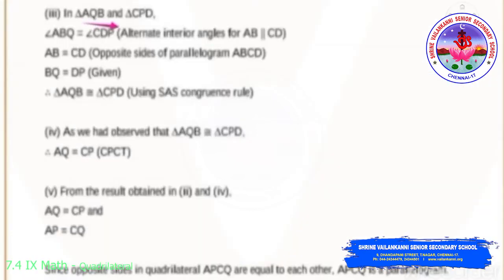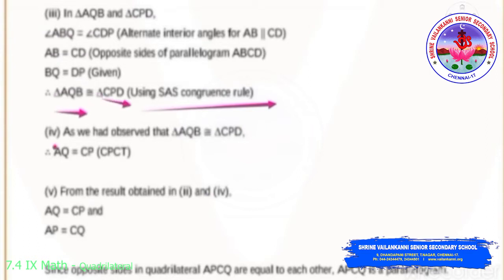Consider triangle AQB and triangle CPD. AB is parallel to CD, so we get angle ABQ is equal to angle CDP, alternate interior angles are equal. And the second point, AB is equal to CD, opposite sides of the parallelogram ABCD. Third one, BQ is equal to DP, already given in the statement. So I got two sides and the included angle of triangle AQB and triangle CPD are equal to each other. So I can use the SAS congruence rule. Triangle AQB is congruent to triangle CPD.